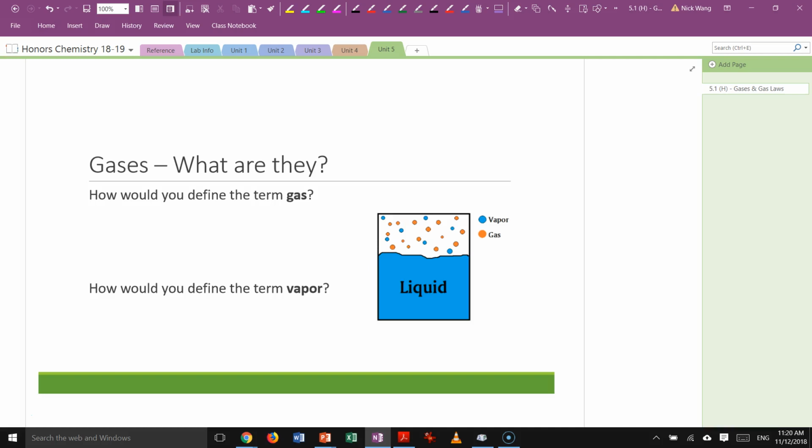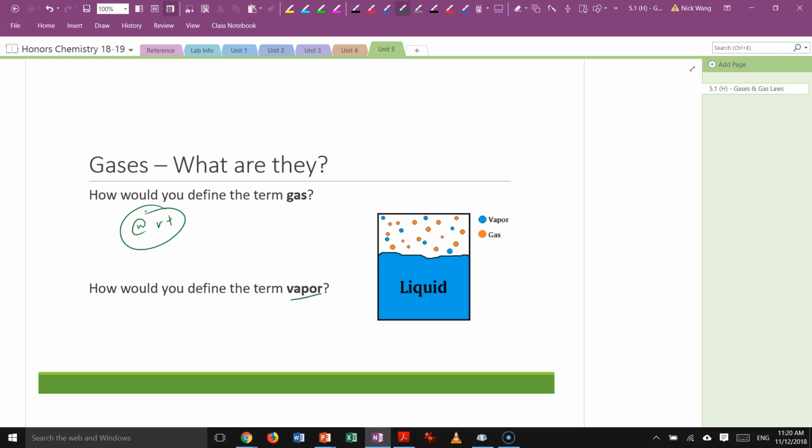Whereas vapor, this is a term that's also included a lot in this conversation, and I just want to make sure the distinction is there. The two terms are not exactly the same thing. Vapor refers to the gaseous form of something that is normally a liquid or solid at room temperature. So again, the idea here is determining what something is normally at room temperature. If it's a gas, that means every single particle is in the gaseous state.